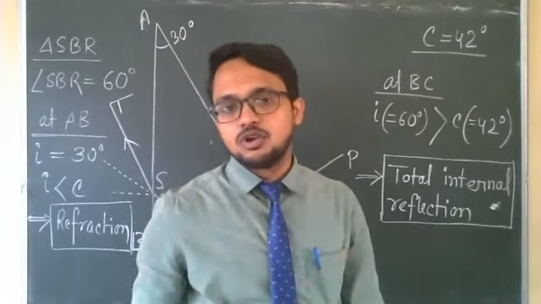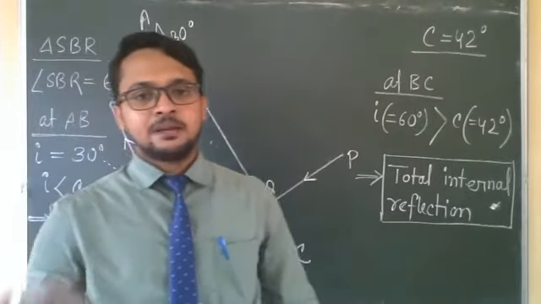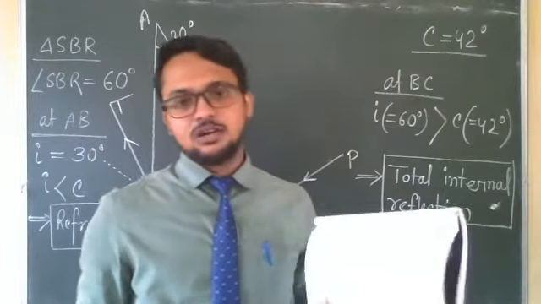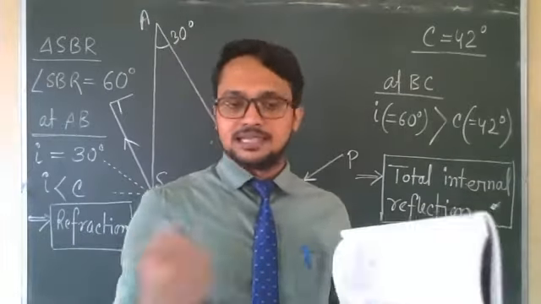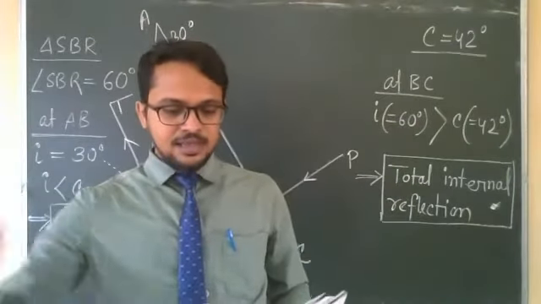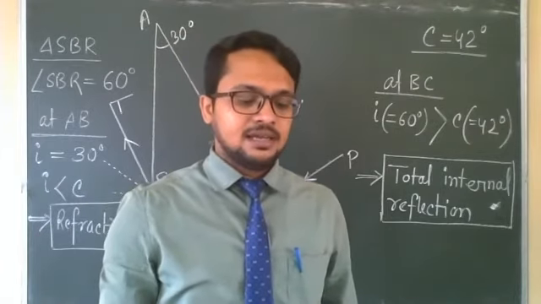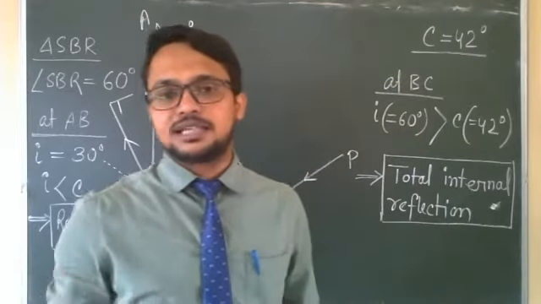That means there is no loss of energy. But in normal reflection there is a loss of energy, because some amount of light is refracted and some amount of light is absorbed. And the fourth point: the image is much brighter, and the brightness will not change with time.